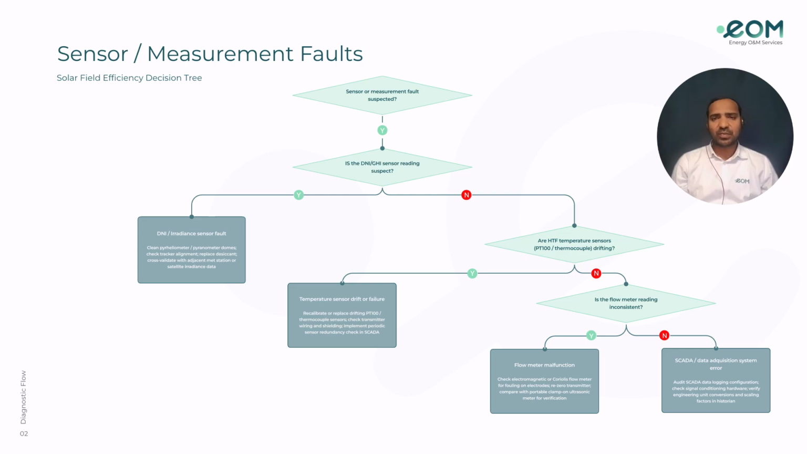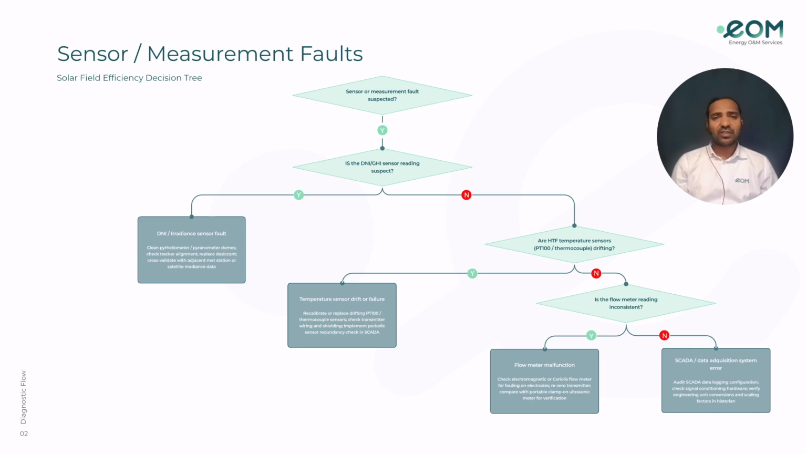If irradiance measurements appear normal, the next focus becomes temperature measurement. Temperature sensor drift is a common issue in CSP plants, especially with PT100s and thermocouples exposed to long-term thermal cycling. When these sensors drift, the plant may appear to lose efficiency even though thermal performance is actually stable. In those cases, the solution is usually recalibration or sensor replacement, along with verification of transmitter wiring, shielding, and SCADA redundancy checks. The next step is flow verification.